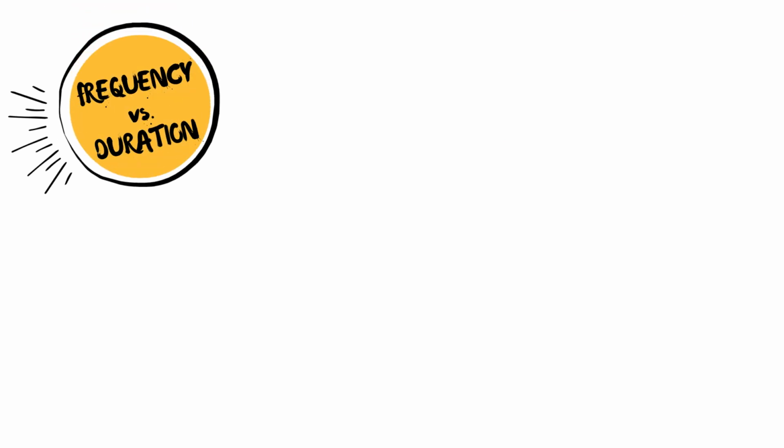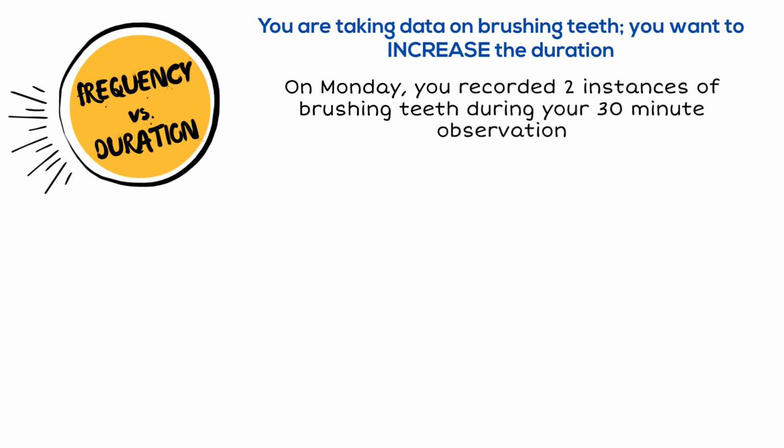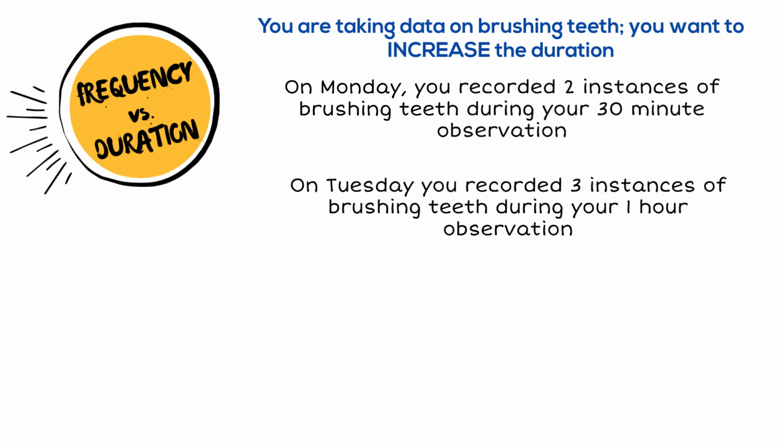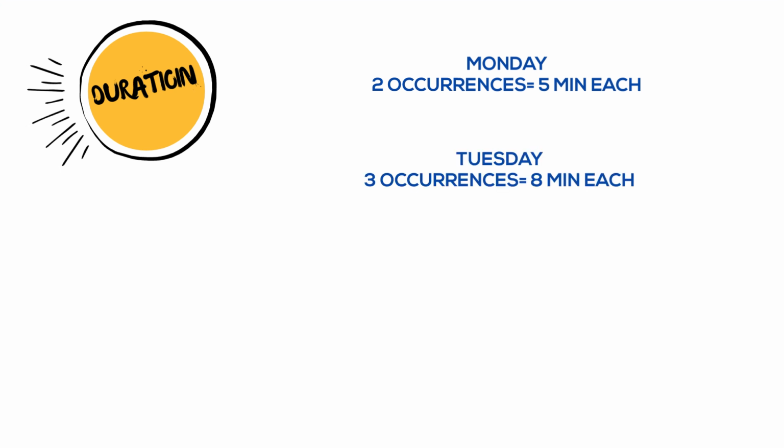Let's compare frequency and duration on the behavior of increasing brushing teeth. On Monday, there were 2 instances within 30 minutes, and on Tuesday, there were 3 instances within 1 hour, bringing the total frequency to 5 instances of brushing teeth. If we measure the behavior using duration instead of frequency, we see that toothbrushing had a duration of 5 minutes per occurrence on Monday and 8 minutes per occurrence on Tuesday.